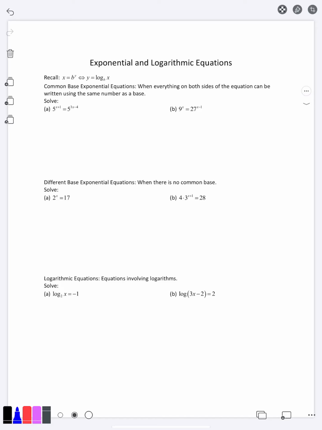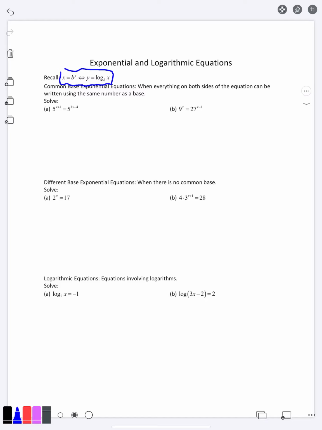We're going to learn how to solve exponential and logarithmic equations. I want to remind you that one of the most important things in logarithms is how to go back and forth between exponentials and logs. So I'll just put that right there.